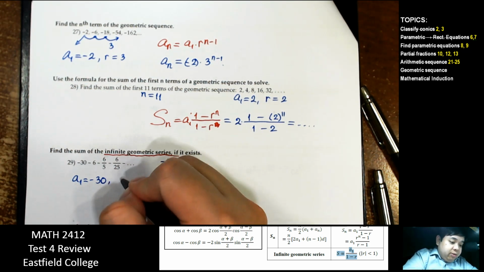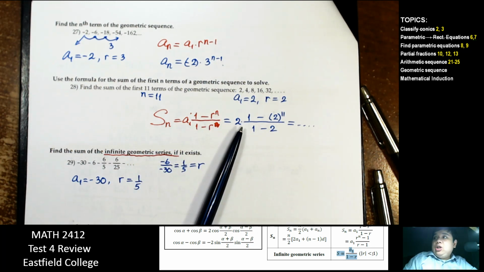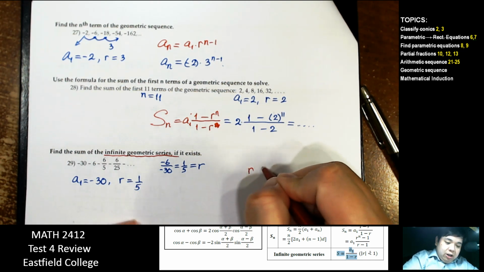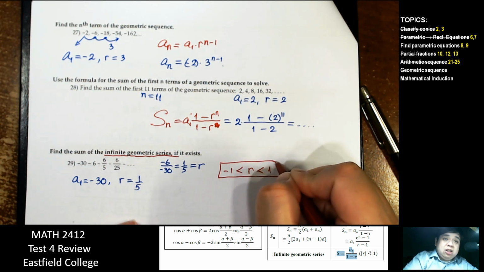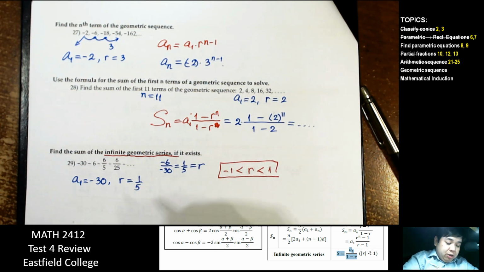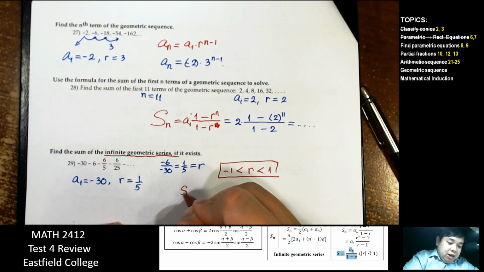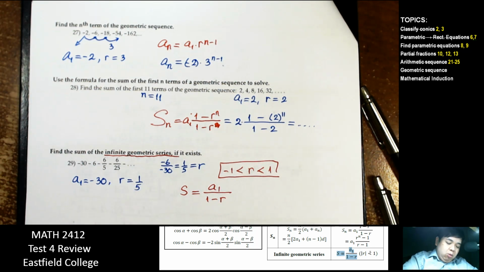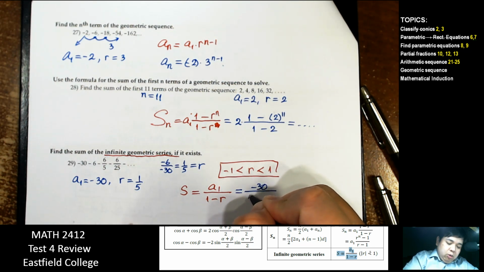So it's 1/5. It's very important that the ratio must be less than 1 in absolute value, meaning r is required to be between 1 and -1 to have a sum. If we don't have this, we do not have a sum. In this case, 1/5 is between -1 and 1, and the sum is equal to a1 over 1 minus r. a1 is -30, and 1 minus 1/5.